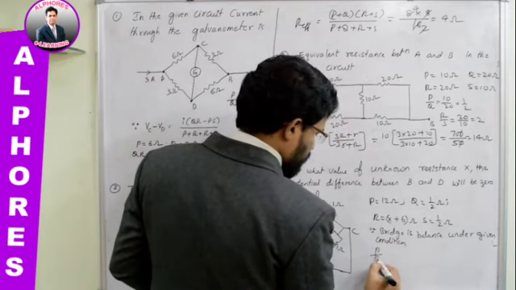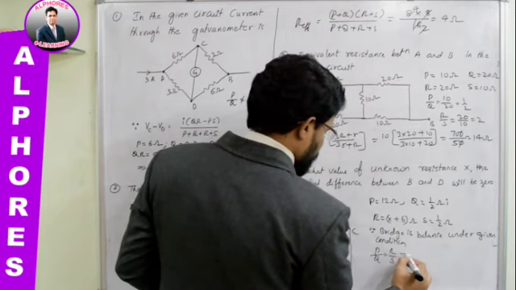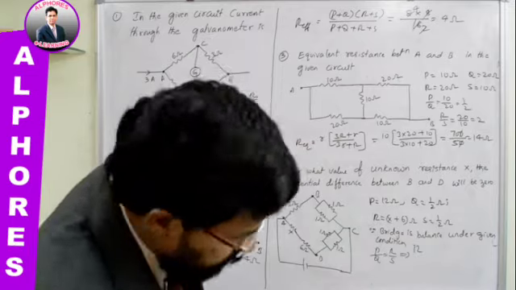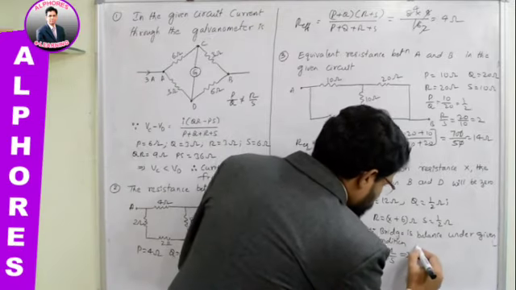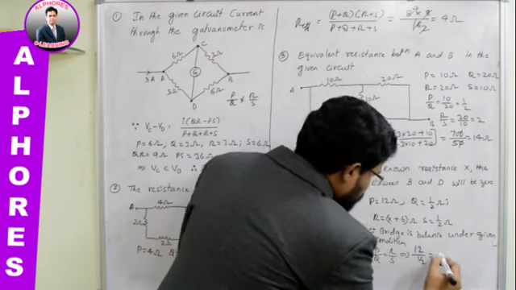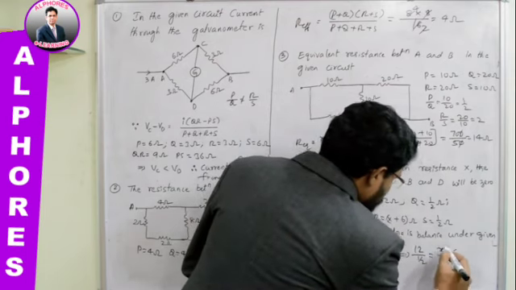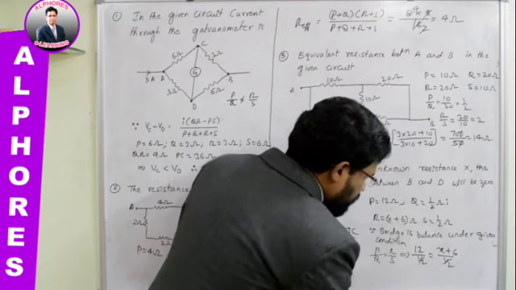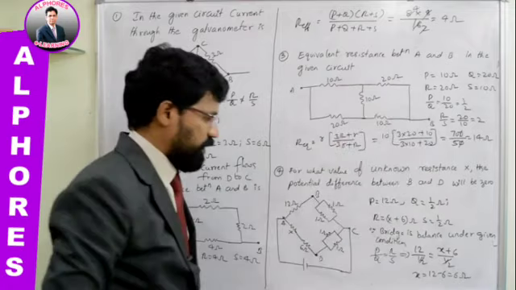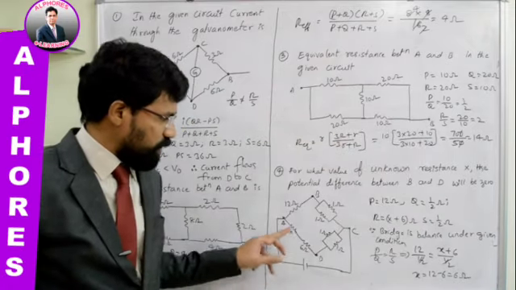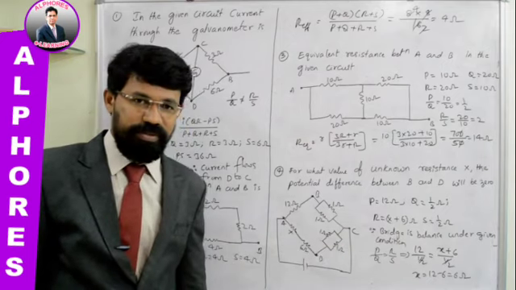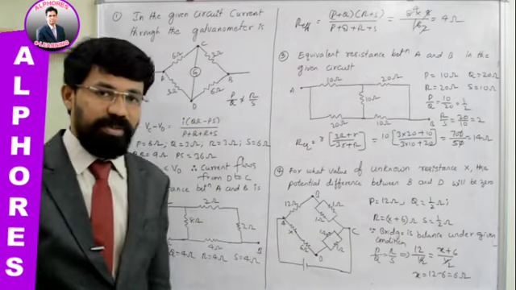So P by Q is equal to R by S. That implies P is how much? P is equal to 12 ohms divided by Q, which is 1 by 2, equal to R, which is X plus 6, divided by 1 by 2. 1 by 2, 1 by 2 gets cancelled. So X is equal to 12 minus 6, which is equal to 6 ohms. So what should be the value of X so that the potential difference between B and D will be 0? X should be equal to 6 ohms. Then potential difference between B and D will be 0.